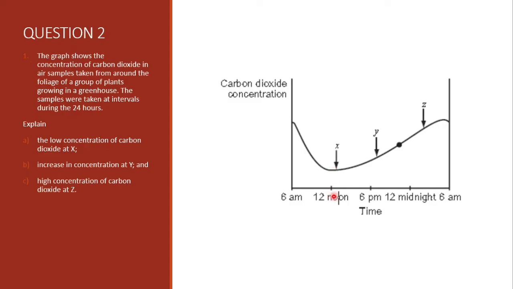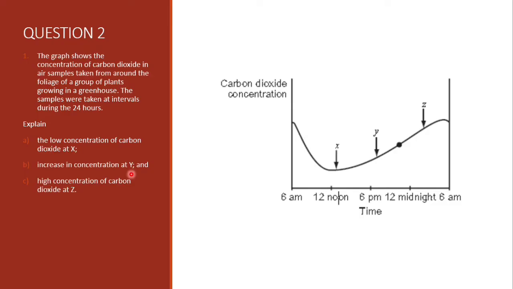At this point, a plant is taking up most of the carbon dioxide to make its own food. That's the reason why carbon dioxide is low at X. Okay, that's the reason. Then B, explain the increase in concentration at Y.